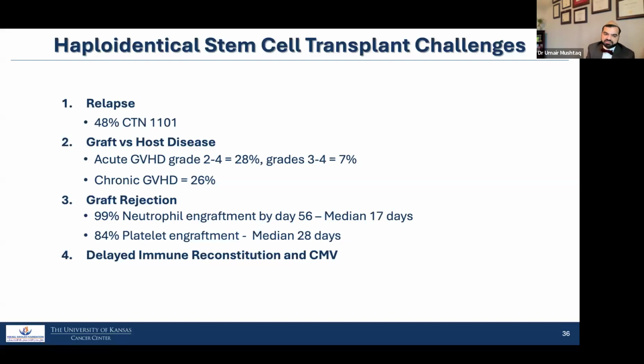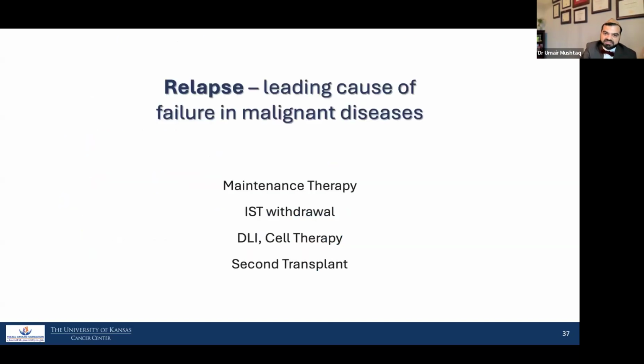Graft failure is less than 10%. Delayed immune reconstitution, CMV, infectious complications, and better supportive care and more vigilance is needed. There's no way around it at this point. Relapse, as I said, is the leading cause in malignant disease.